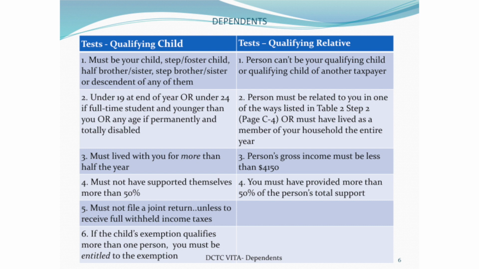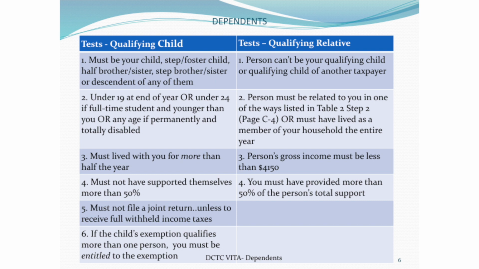Now let me move over to the right-hand side, qualifying relative. The person can't be your qualifying child or a qualifying child of any other taxpayer. The qualifying relative must be a person that is related to you in one of the ways listed in Table 2, Step 2. That is found on page C-4 in Publication 4012, or they must have lived with you as a member of your household for the entire year.